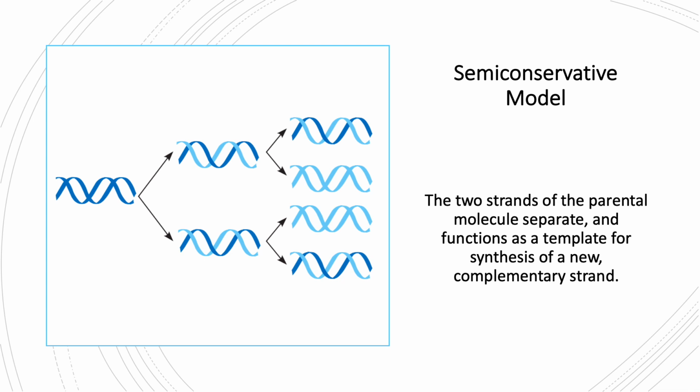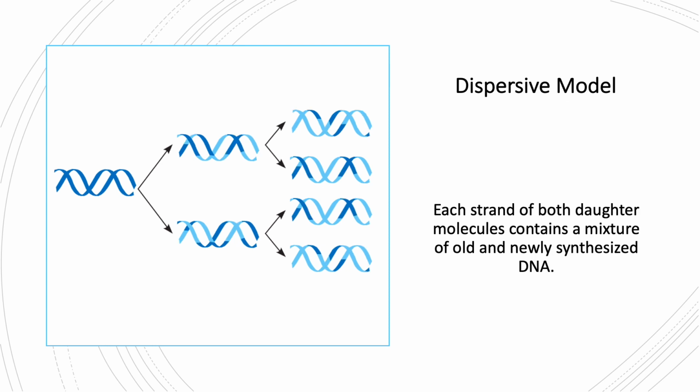Meanwhile, the semi-conservative model is characterized as having the two strands of the parental molecule separating, thereby functioning as templates for the synthesis of new complementary strands. This was also the same model supported by Watson and Crick. Lastly, the dispersive model. In this model, each strand of both daughter molecules contains a mixture of old and newly synthesized DNA, thus the term dispersive.